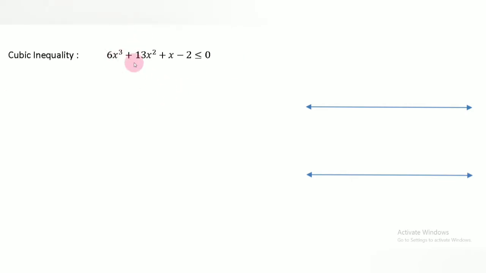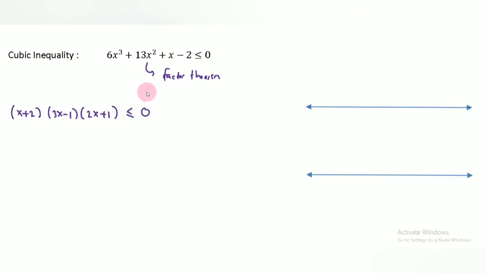Now, how about if I have a cubic polynomial inequality? For example, this is the problem. Whenever we have this, first factor it. You can factor the cubic polynomial by the factor theorem, of course. With the factor theorem, I can know that the factors will be (x plus 2) multiplied by (3x minus 1) multiplied by (2x plus 1), less than or equal to 0.